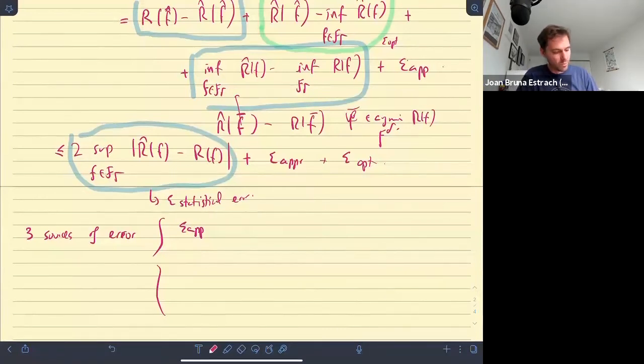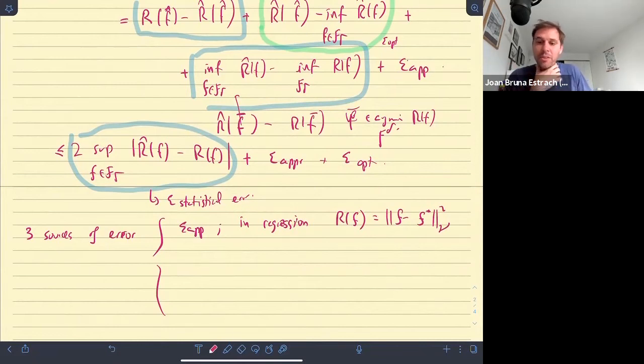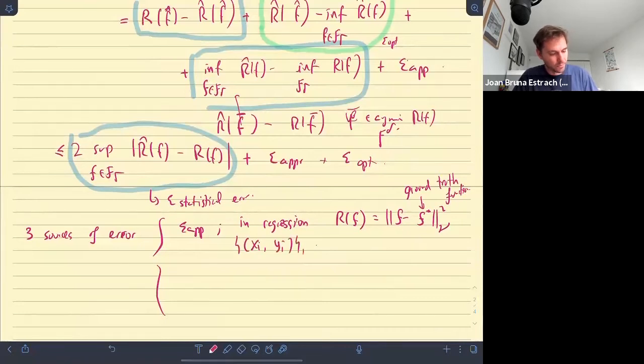And if you simplify, let's say in the regression case, if you think that this R of F is some kind of distance between F and a ground truth function with some measure, that's just to help you think about what this approximation error looks like. What we are asking is how well you can approximate this target function f star, which is kind of the ground truth. So this would be the case where you have data that has this form, with y equals some target function.